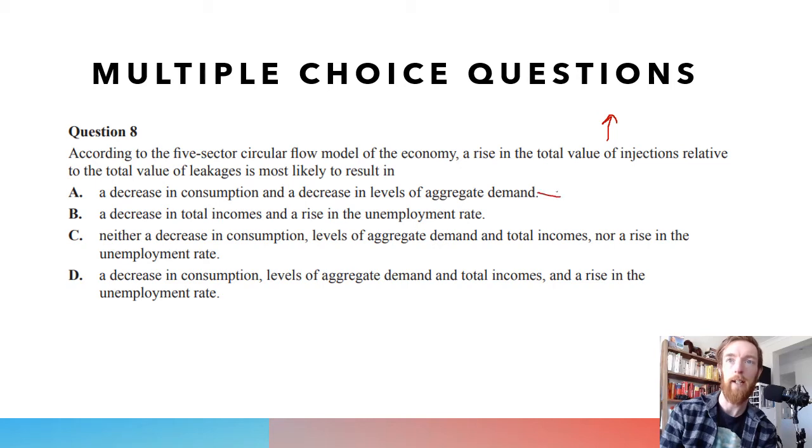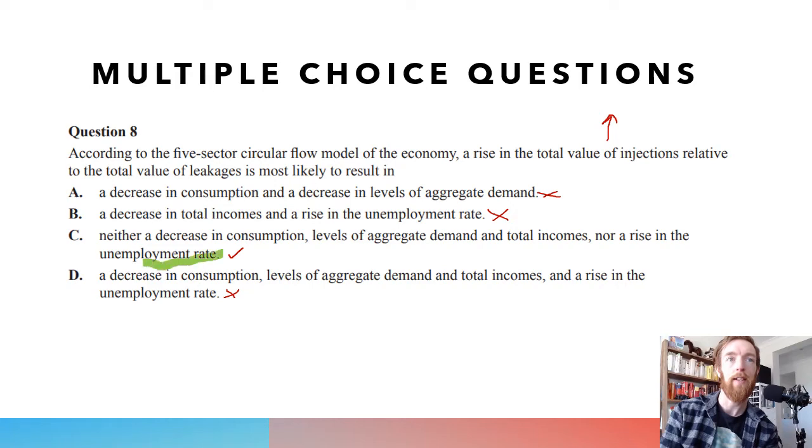So we can rule that one out, that's not right. A decrease in total incomes and a rise in the unemployment rate, aggregate demand will be increasing, that's not right. Neither a decrease in consumption levels of aggregate demand and total incomes, nor a rise in the unemployment rate. Well, seeing as we don't know how much they've risen or fallen by, that's kind of okay so far, so that's technically correct. A decrease in consumption, levels of aggregate demand, total incomes, and a rise in the unemployment rate. Well, once again, aggregate demand is not going to fall in this case. So that means C is the most correct answer.